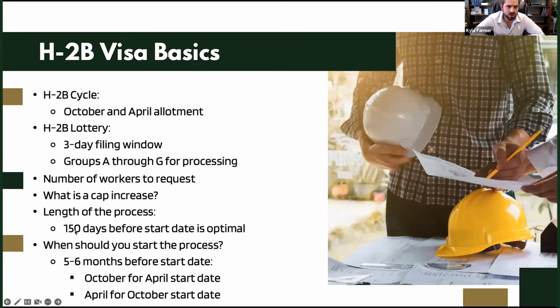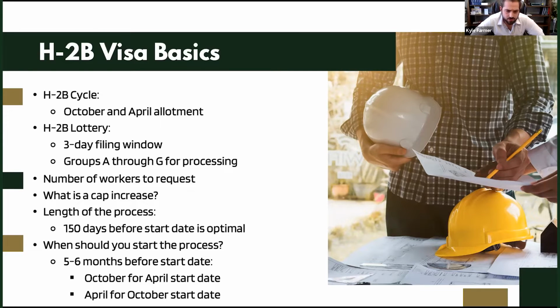So let's talk a little bit about H-2B visa basics. What is the H-2B program? The H-2B visa program is a temporary or seasonal non-agricultural visa. It's used a lot in the construction industry. It's used a lot in landscaping. It's for, quote unquote, unskilled positions, which is generally a term that is referring to education levels. So people that don't need a college degree normally.